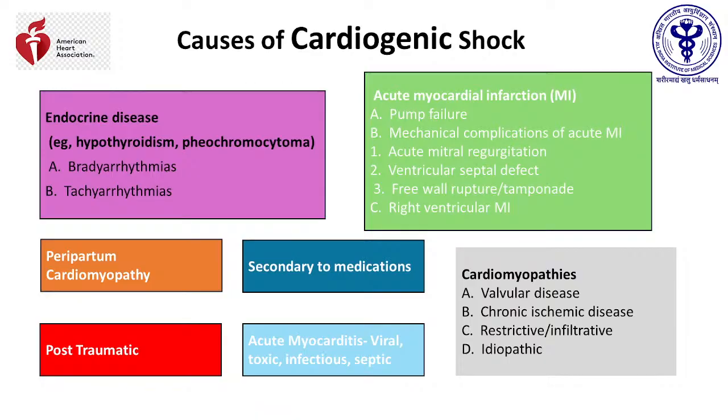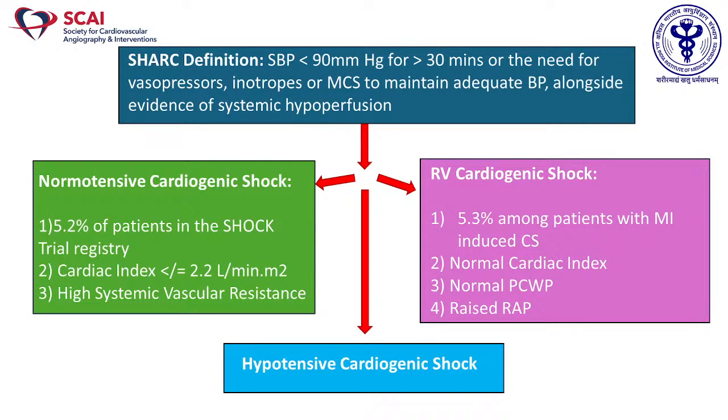Next, those based on cardiomyopathies, that is valvular heart disease, ischemic cardiomyopathy, a restrictive infiltrative cardiomyopathy, a dilated cardiomyopathy, and idiopathic causes. Then causes secondary to bradyarrhythmias, tachyarrhythmias, peripartum cardiomyopathy, and medications. Here we see a lot of a subset of cancer patients who are on chemotherapy undergoing heart failure secondary to cardiotoxic chemotherapy. Then acute myocarditis, in relatively young patients, secondary to viral, toxic, infectious, or septic myocarditis, and post-traumatic causes of cardiogenic shock.